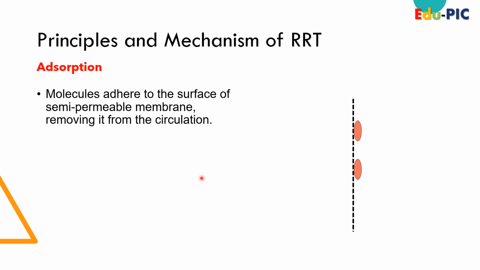The last definition that you need to know of is adsorption. Adsorption is basically where some molecules just get adhering to the surface of the semi-permeable membrane, but don't really pass through it, but they still get left behind from the bloodstream. So the bloodstream actually goes forward, being cleared of these molecules.